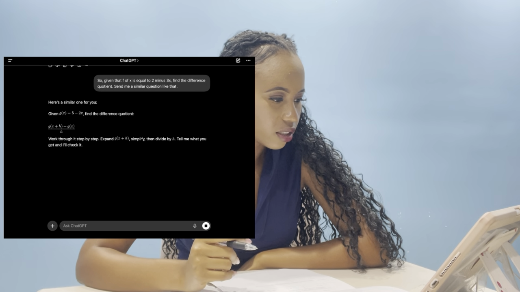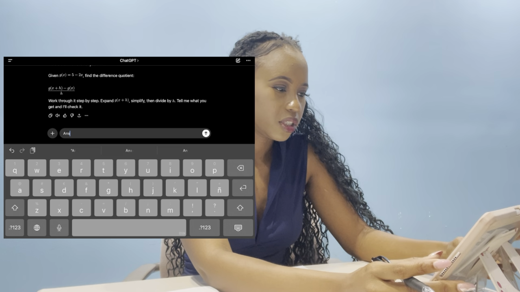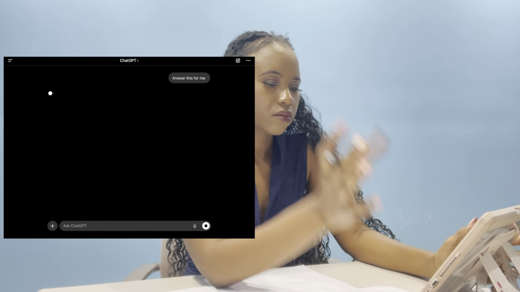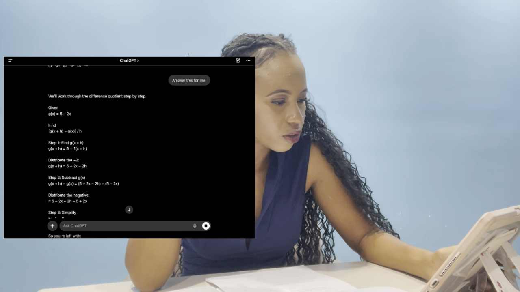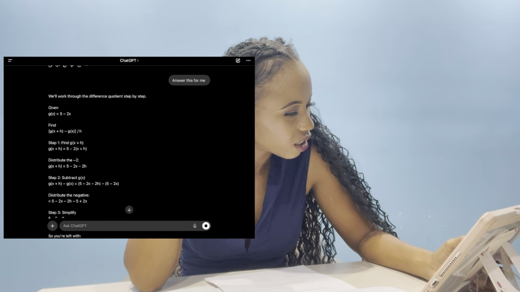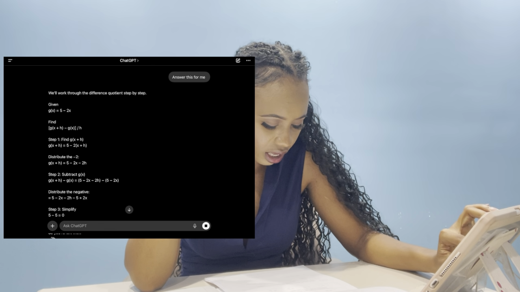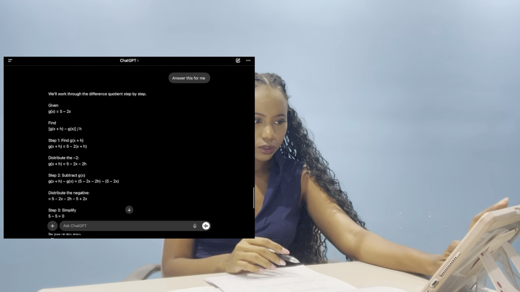Given g of x is equal to 5 minus 2x, find the difference quotient. Okay, answer this for me. We'll work through the difference quotient step by step. Given g of x, find g of x plus h minus g of x. That's just the difference quotient.